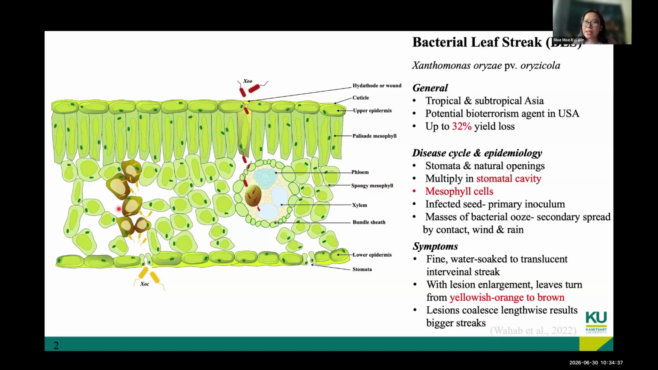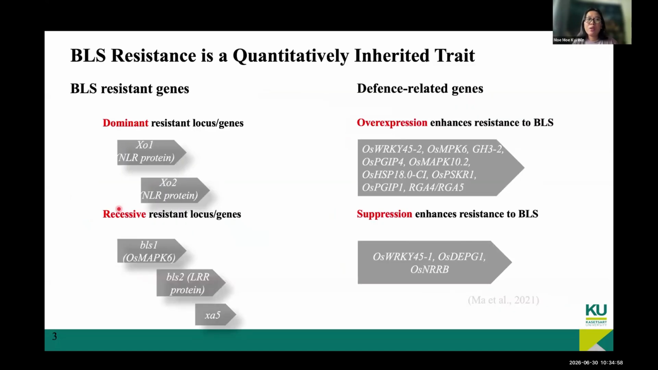So BLS is mostly limited to tropical and subtropical Asia. It is also regarded as a potential bioterrorism agent in the States. Compared to BLB, the yield loss due to BLS infection is not that serious, but under very favorable conditions, the yield loss can be up to 32%.